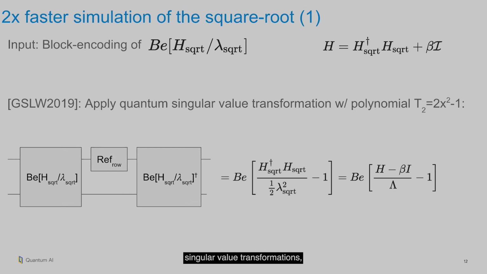Earlier I talked about singular value transformations, how you can apply any degree k polynomial to your block encoded matrix. So here, just apply the polynomial that's 2x squared minus 1. This is the Chebyshev polynomial of degree 2. If you do this, you get a very cool looking block encoding of your original Hamiltonian. You can see that there's this H, but some interesting things have started to pop out. You now have this shift by -1. You also have this shift by beta.